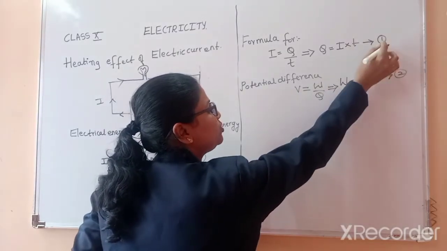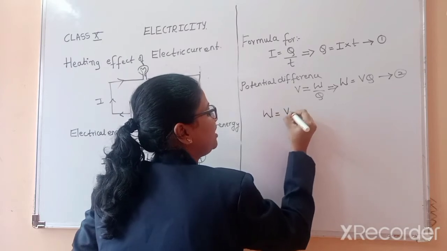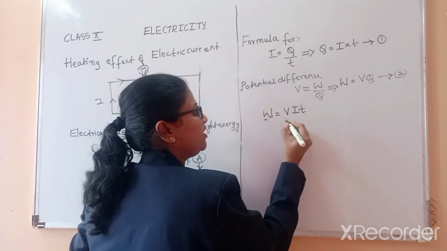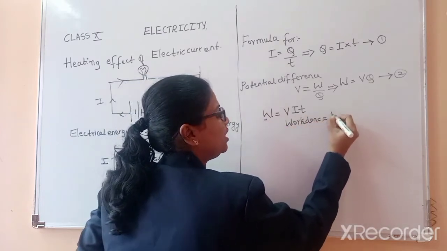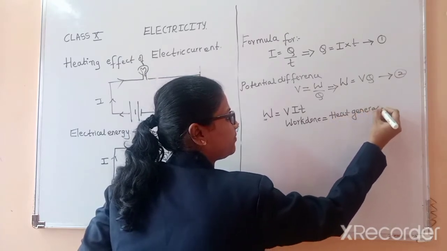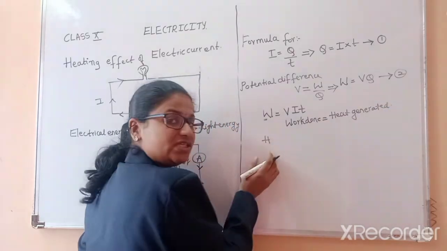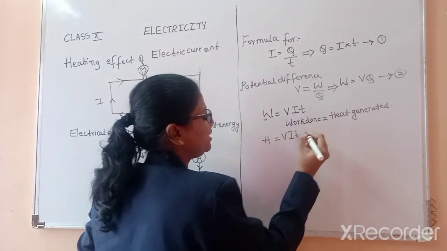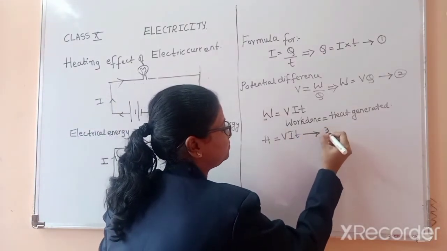Let us substitute equation 1 into 2. So W is equal to V into I into T. As work done is equal to heat generated, W is replaced by H. H, the heat generated, is equal to V into I into T. This is equation number 3.